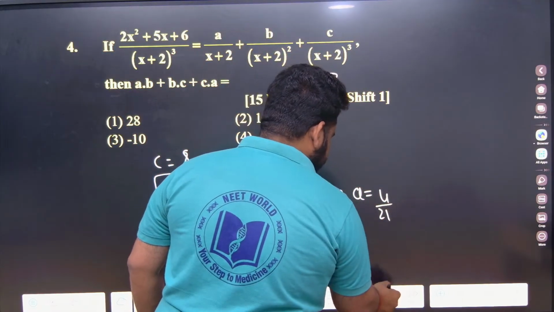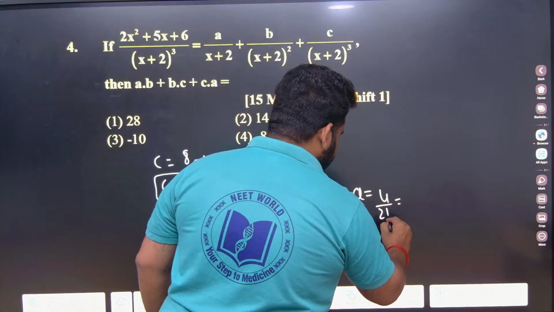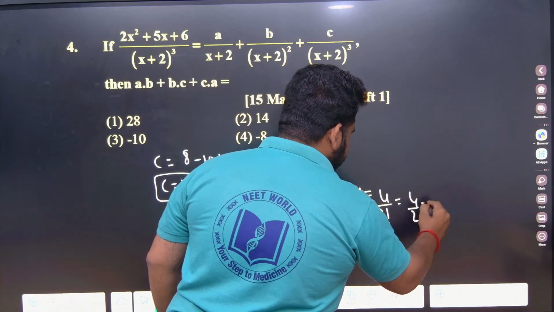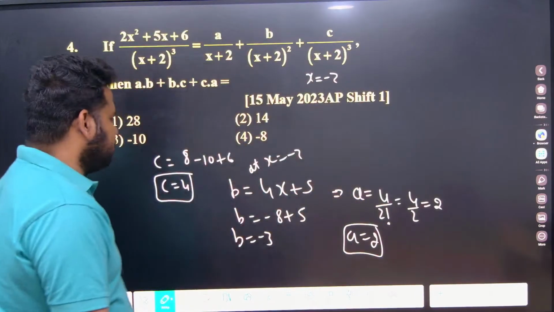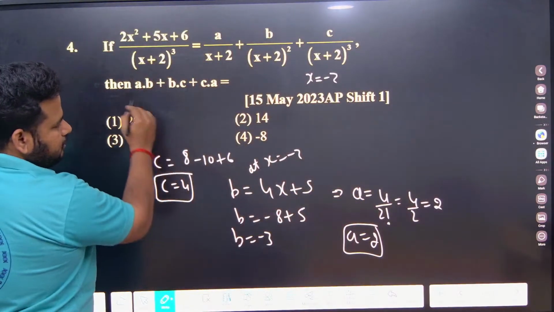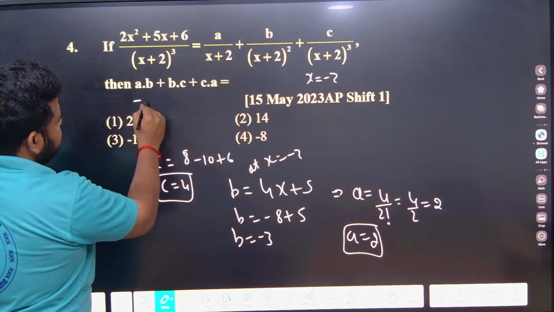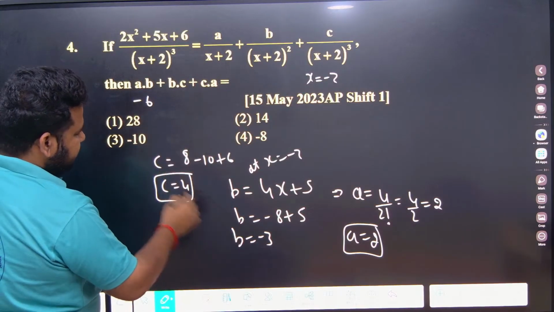4 by 2 factorial, that is 4 by 2, which is equal to 2. So the a value we got is 2. So we have to find ab plus bc plus ca. a into b is 2 into minus 3, which is minus 6. b into c: minus 3 into 4.